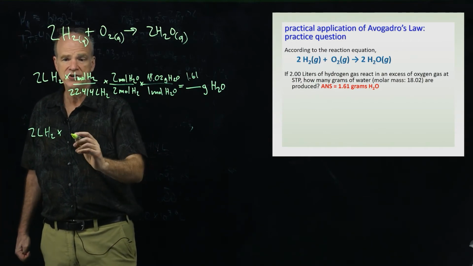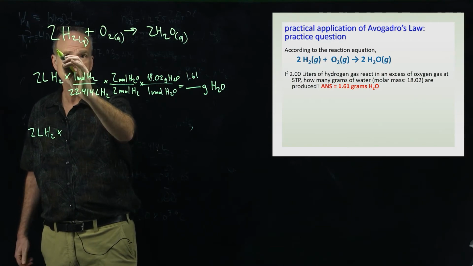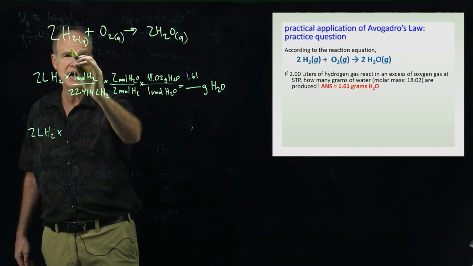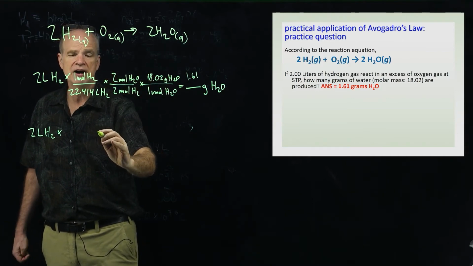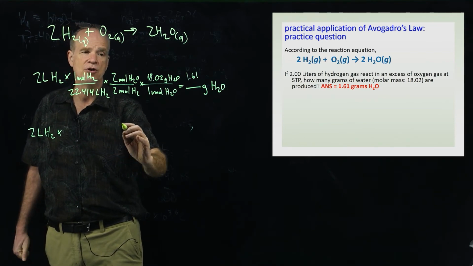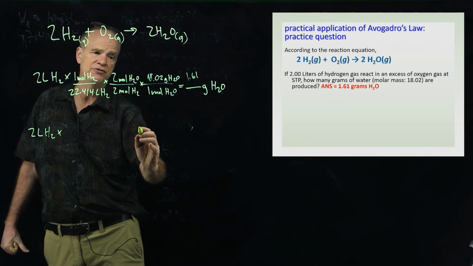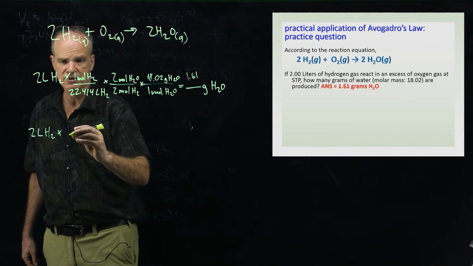And so you could choose the volumes to be units. If you wanted to, you can take the 2 liters of hydrogen and, using the ratio of 2 liters of hydrogen reacting with excess oxygen giving you 2 liters of water, figure out how many liters of water that would be. And then from the liters of water, using the molar volume because you're at STP, figure out the moles of water, and then from moles of water, using the molar mass, get the grams of water. So really quickly, it would be like this.